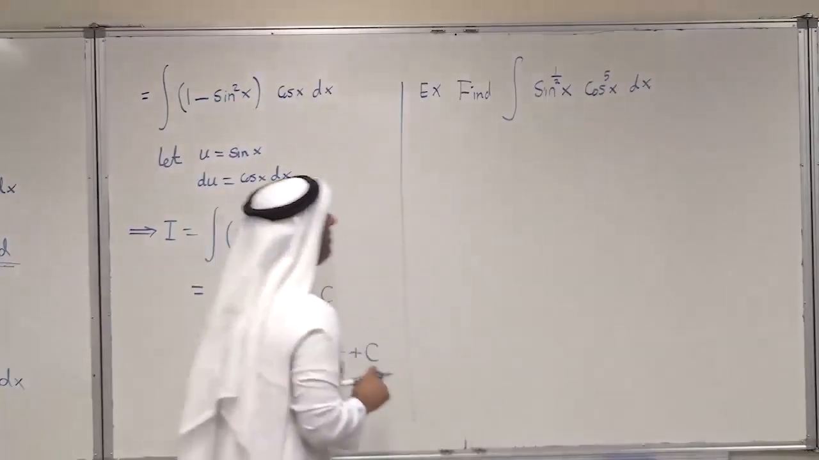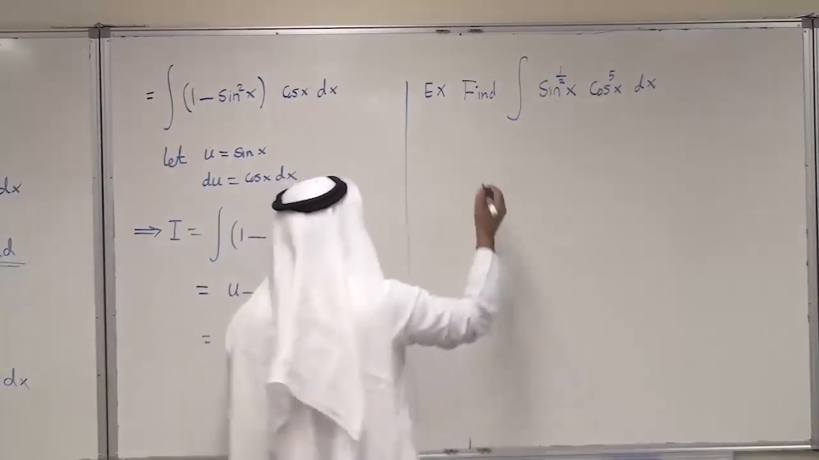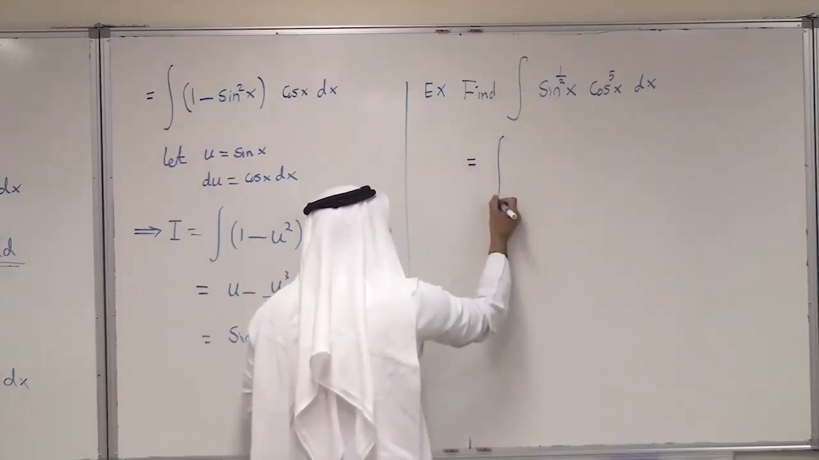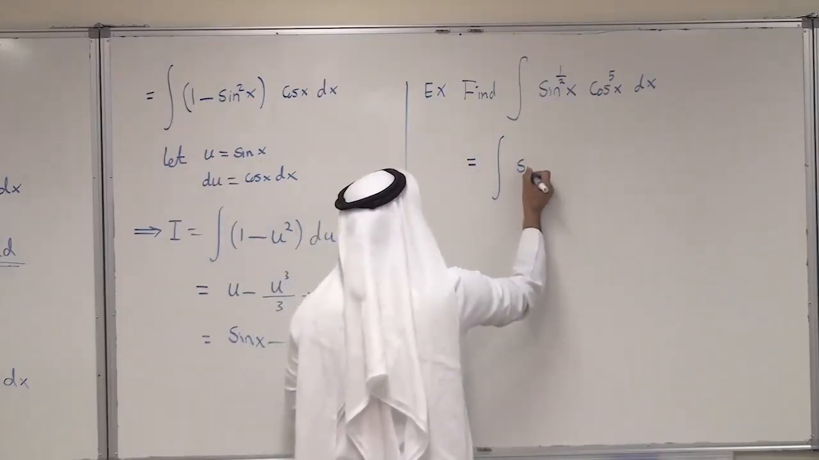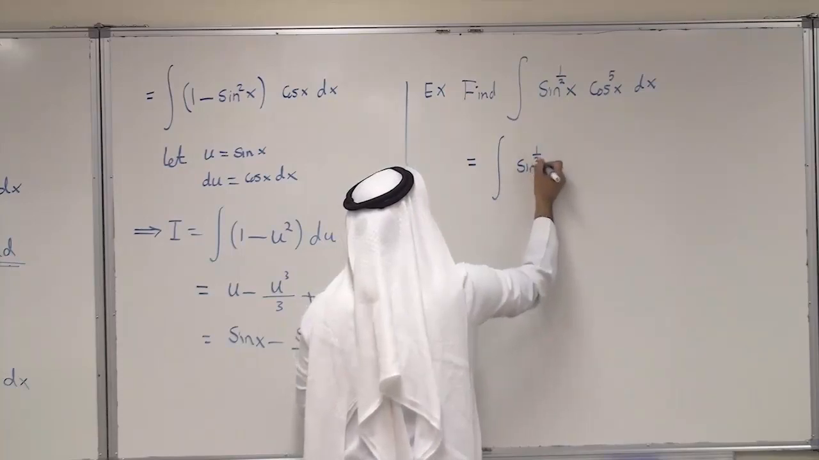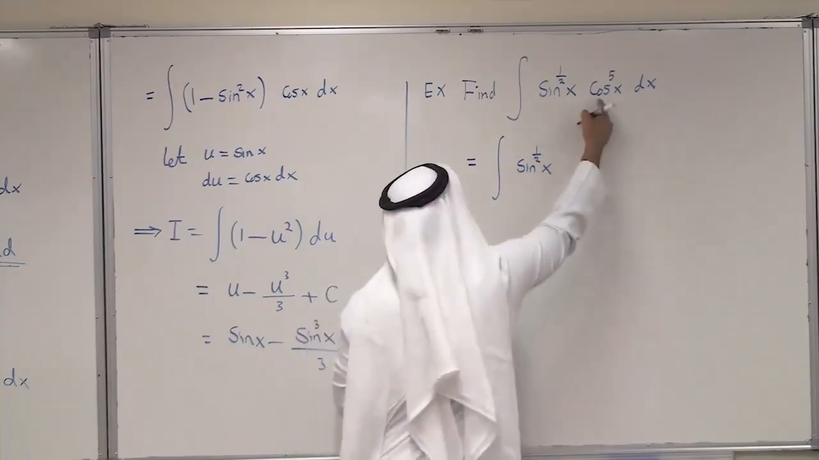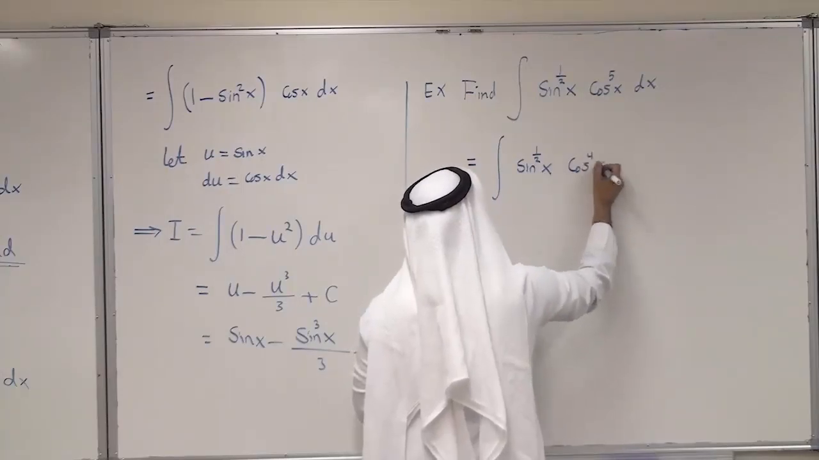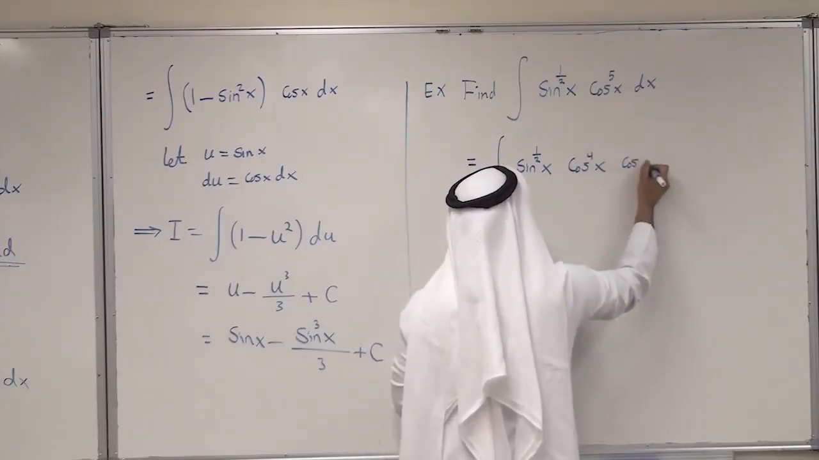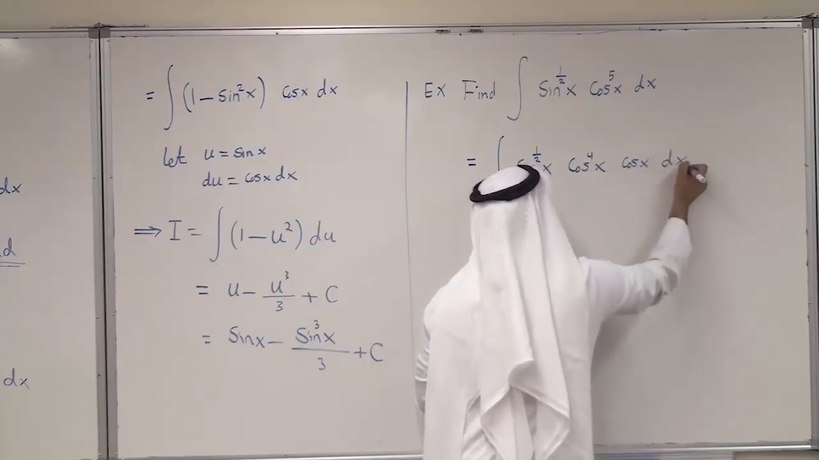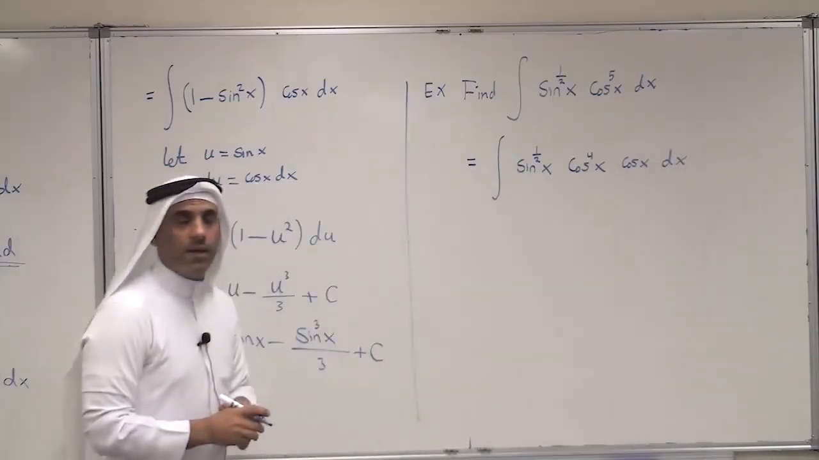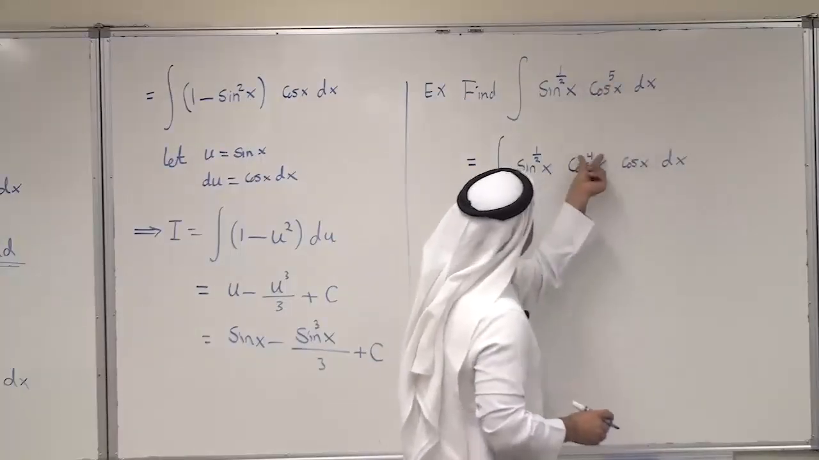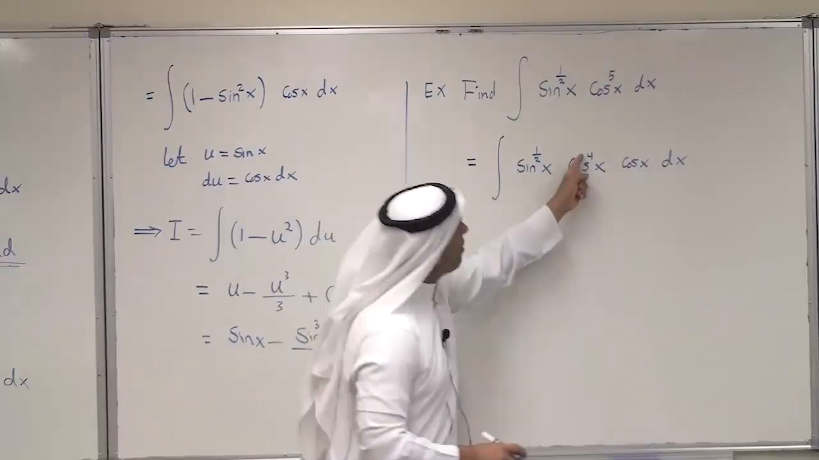Fine. If the power of cosine is odd, the strategy says you need to save one cosine. So that's the first step. I will say here sine to the power 1/2 of x. Then I have here cosine to the power 4 of x multiplied by cosine of x dx. After separating cosine, the odd power will be an even power. So we have an even power of cosine.